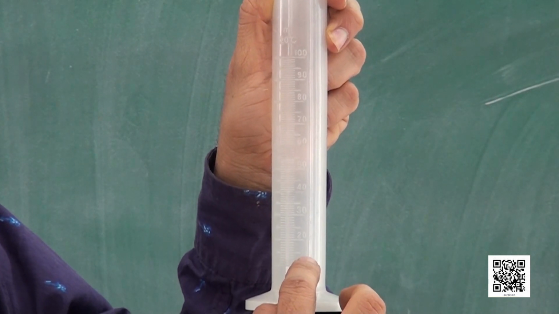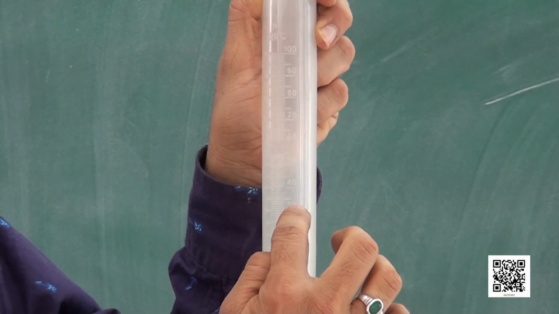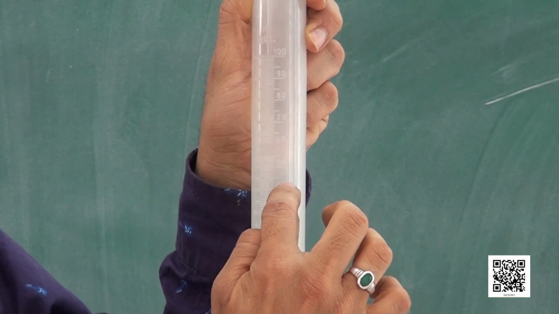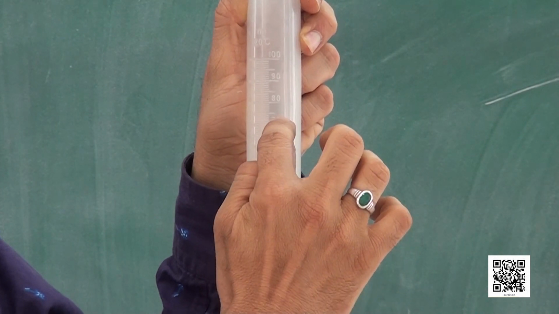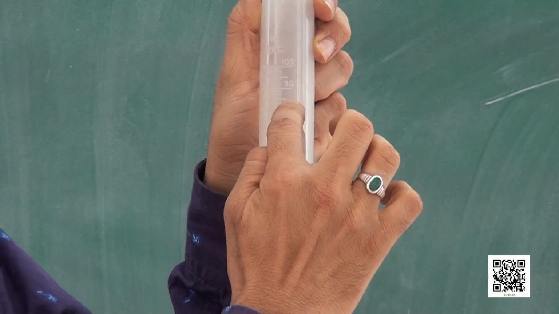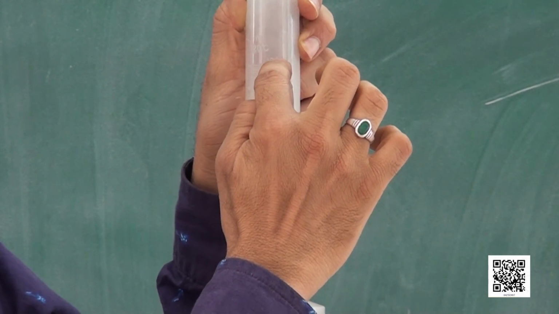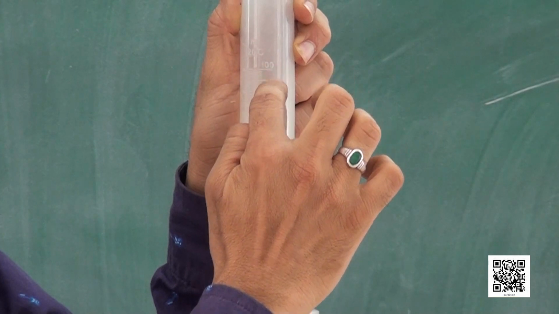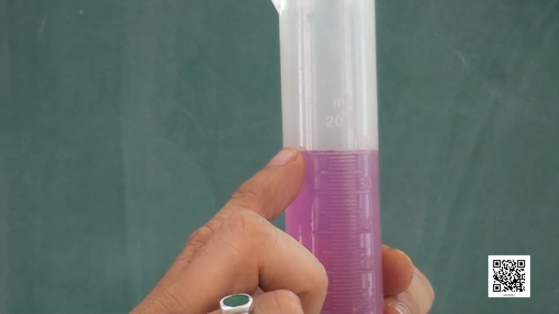Up to here 10 milliliters, up to here 20 milliliters, up to here 30 milliliters, up to here 40 milliliters, up to here 50 milliliters, up to here 60 milliliters, up to here 70 milliliters, up to here 80 milliliters, up to here 90 milliliters, and up to here 100 milliliters. Children, this much is 100 milliliters.